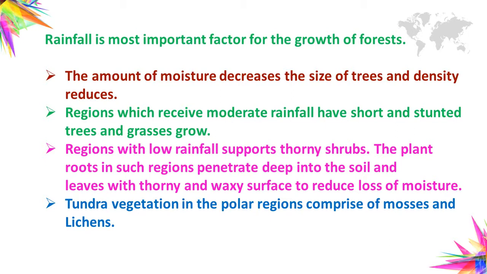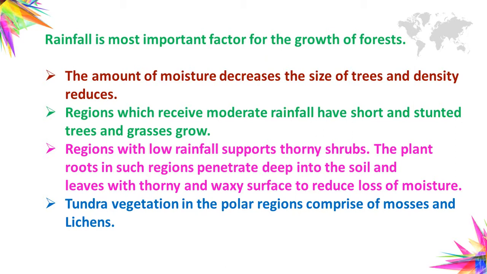Children, in fact, rainfall is the most important factor for the growth of forests. It means the areas which receive a large amount of rainfall have tall trees and the density is also very high. It means you can see thick forest there. The areas which receive moderate rainfall have short and stunted trees. In some areas you can also observe grasses. The areas which receive low rainfall support thorny bushes. It means shrubs, scrubs, etc.